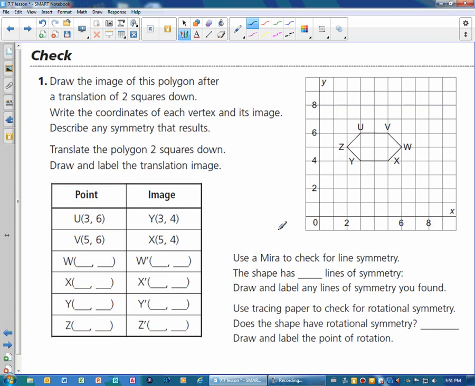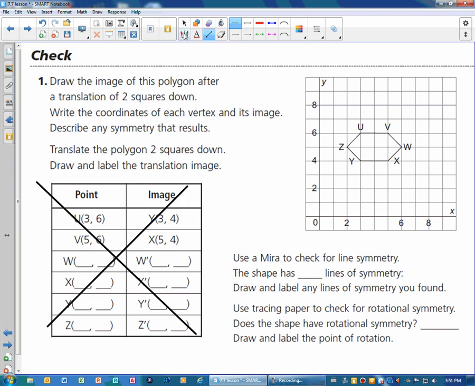Okay, so what about this example here? It says, draw the image of this polygon after a translation of 2 squares down, write the coordinates of each vertex of its image, and describe any symmetry that results. I wouldn't bother with any of this. They want you to do ordered pairs. I'm not going to do that. That takes too long. It's way easier just to count squares.